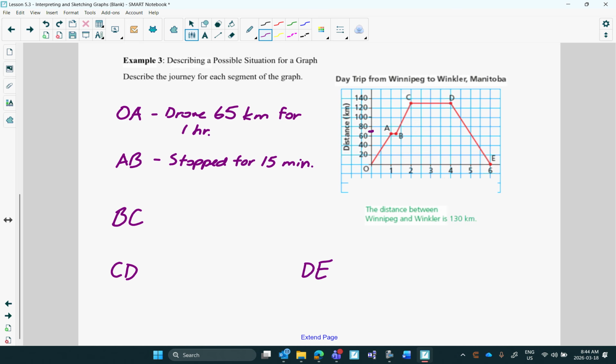What happened from B to C? How long did they drive? 45 minutes, right? Because this is 15 minutes, this is 1 hour, so this must be 45 minutes. And how far did they drive? Remember, here this is 65, and this is 130. So 65 to 130.